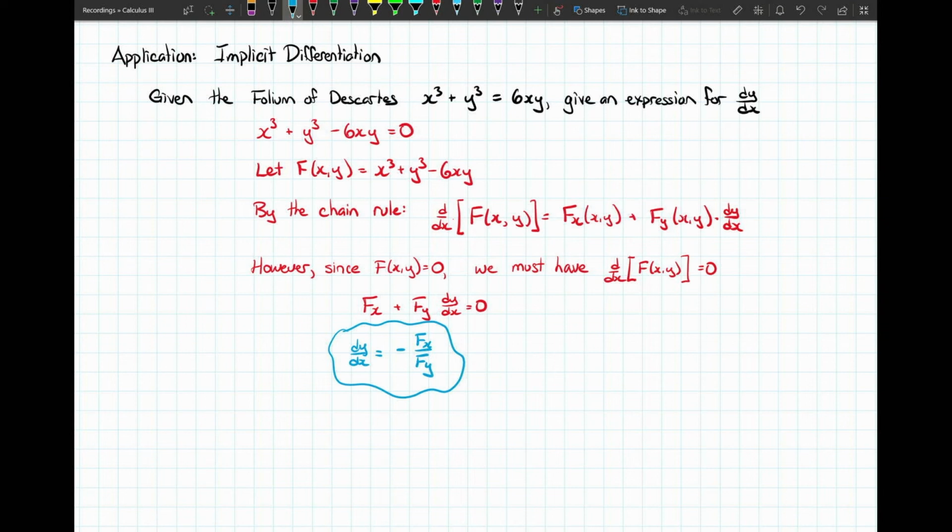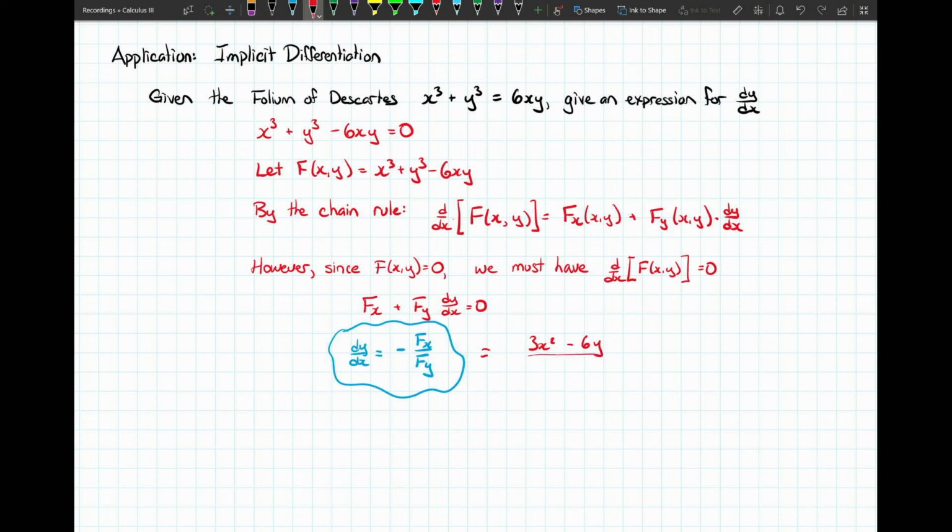In this example, if we're going to be taking a look at F partial x, treating y as a constant, then the derivative of x cubed is going to be 3x squared. The derivative of y cubed is going to be 0, and the derivative of negative 6xy with respect to x is going to be minus 6y.